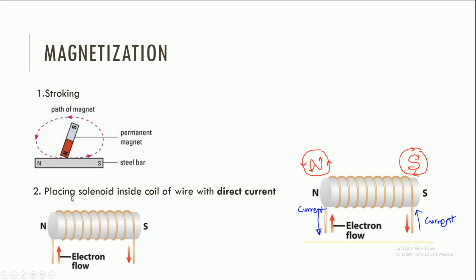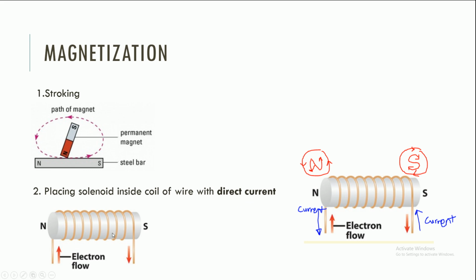But as I was saying before, electricity-wise, you can also magnetize metal, or steel or iron or whatever, by placing a solenoid, which is basically metal inside a coil of wire like the setup here, with direct current. And direct current means that the current is always going in one direction. Alternating current is when the current is changing directions all the time, constantly. But direct current is in one direction all the time.